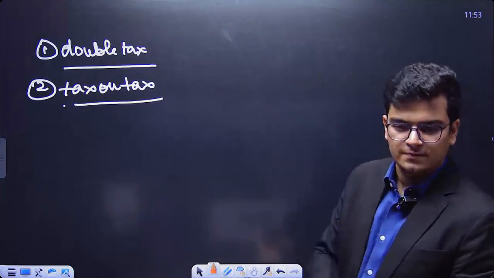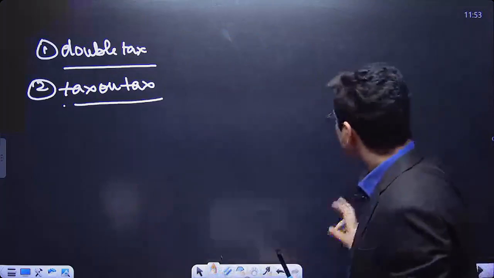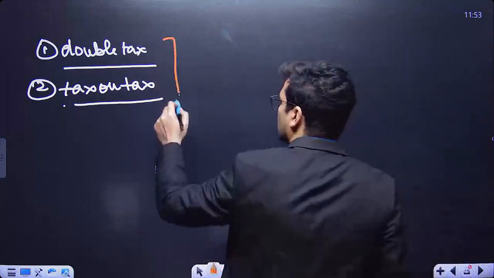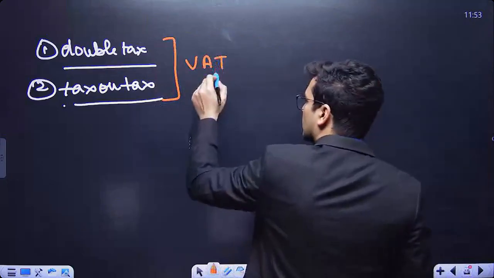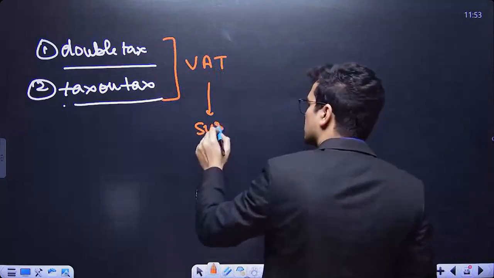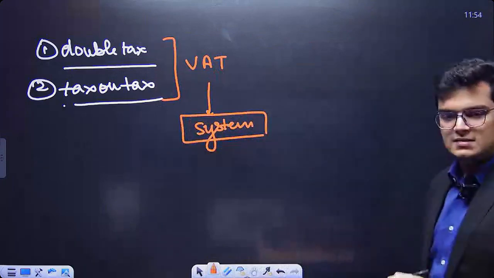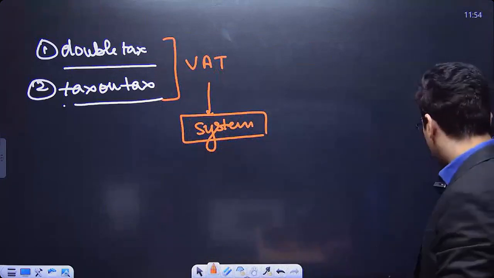These were the two problems of India's taxation system before 2005. In 2005, a new system of taxation was brought called VAT system. VAT is not a tax. VAT is a system of taxation. VAT system में क्या बोला गया?